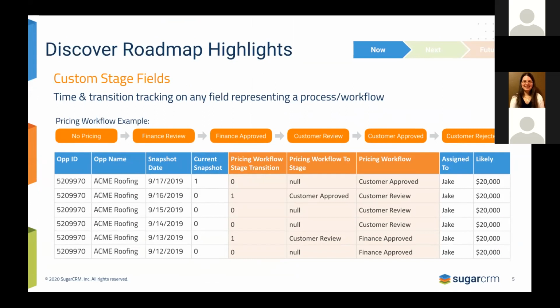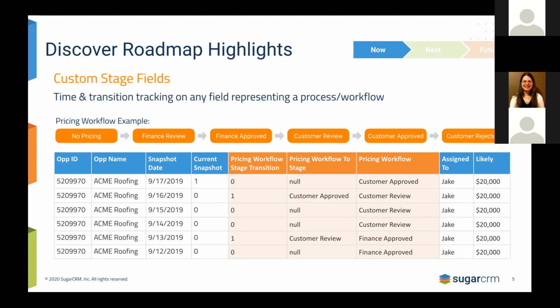And I gave a quick example of this. Sales stage is probably the most common concept that we think of when we think about an opportunity pipeline. But we see a lot of customers that have other fields in their data set that represent some workflow or process, where we might want to understand where opportunities are within that workflow at different points in time. And so pricing might be a good one.